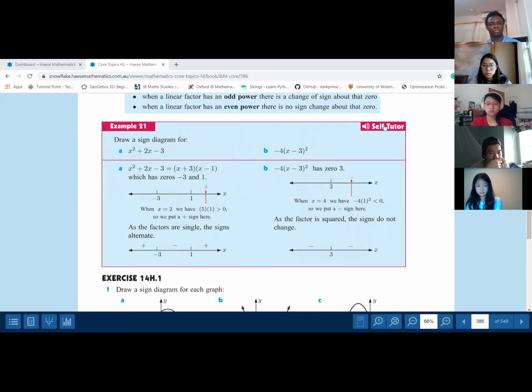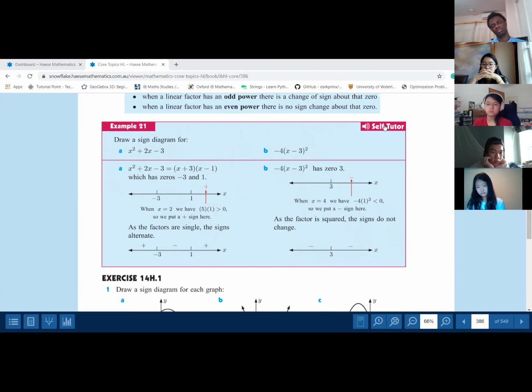In part B, the quadratic is already given in factored form. The only 0 of the function is 3, so we mark this point on a number line. To determine the sign of the function when x is greater than 3, we choose to substitute x equals 4. We see the result is negative, so we place a negative sign corresponding to all x greater than 3.